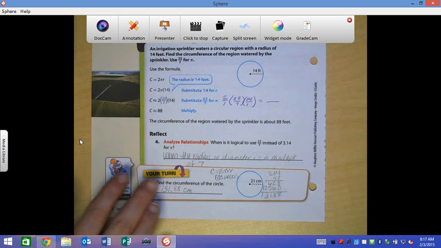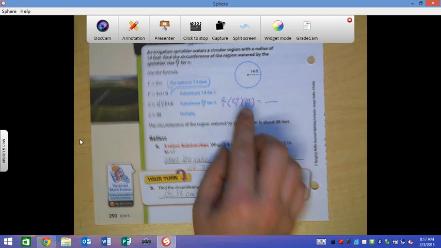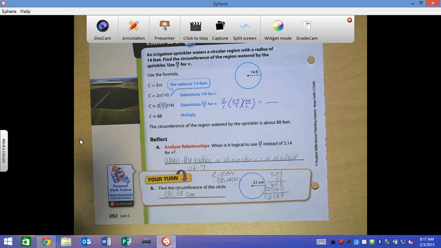Alright, for number 4, analyze relationships. When is it logical to use 22/7 instead of 3.14 for pi? So, the most logical time to use 22/7 instead of 3.14 is when the radius or diameter is a multiple of 7. So, whenever you multiply all of these, you're going to be able to simplify a lot easier. Some of you guys are still just not that comfortable with fractions. You're going to need to get that way because in later math you will definitely be using it.